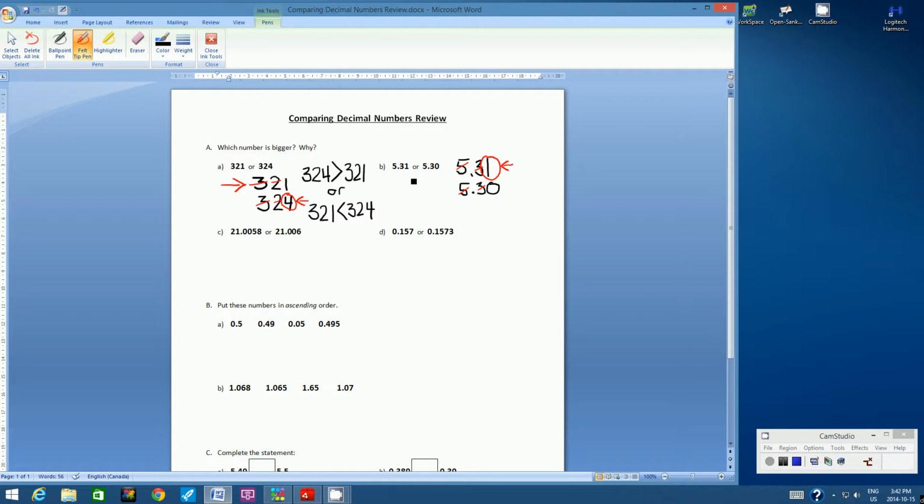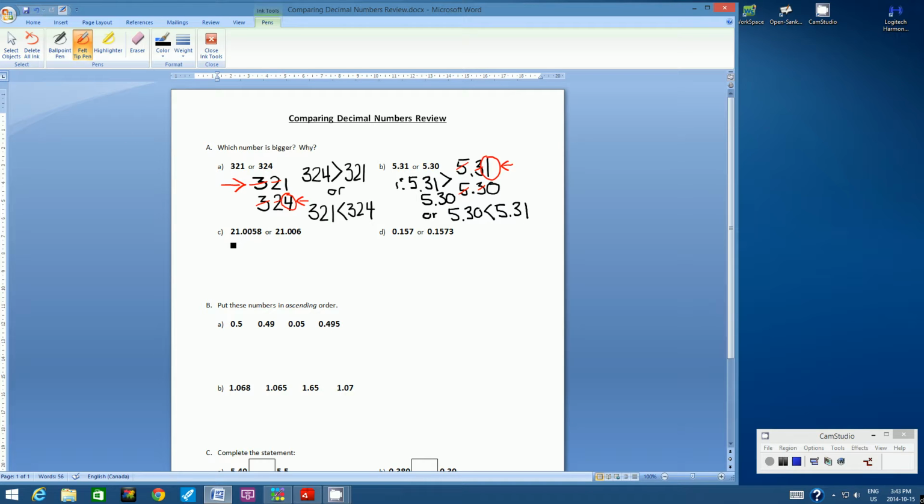So let me write a therefore statement. Therefore, 5.31 is greater than 5.30, or 5.30 is less than 5.31. All right, let's go to the next example, example C.